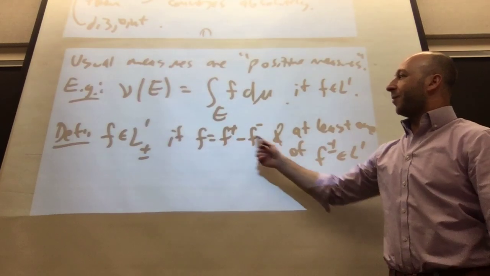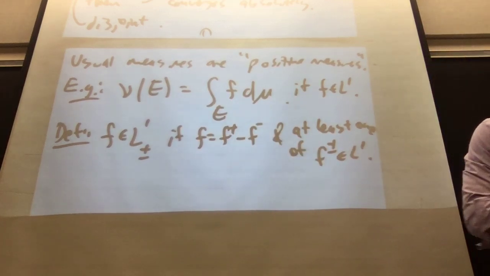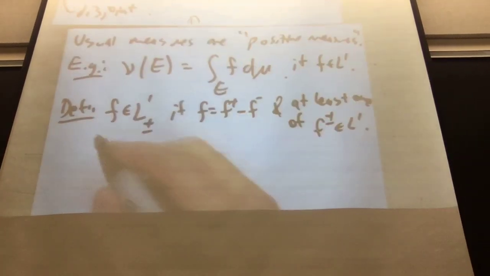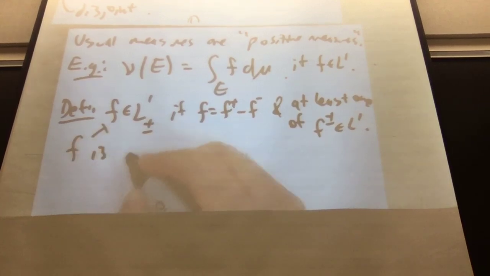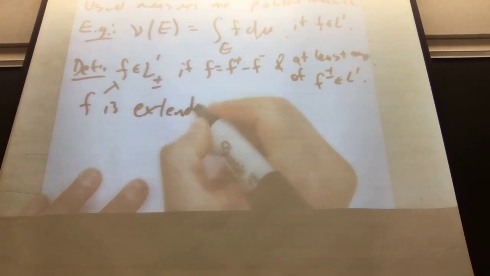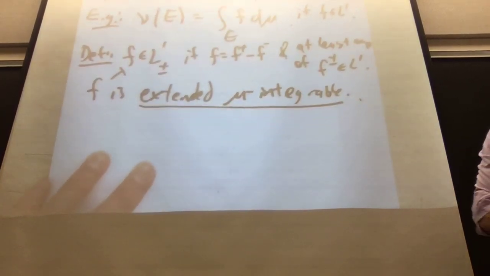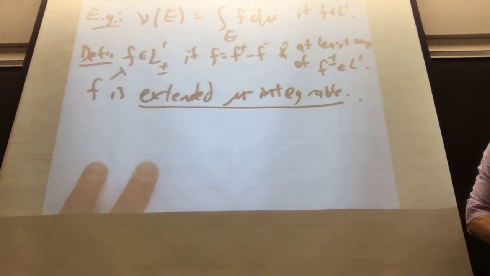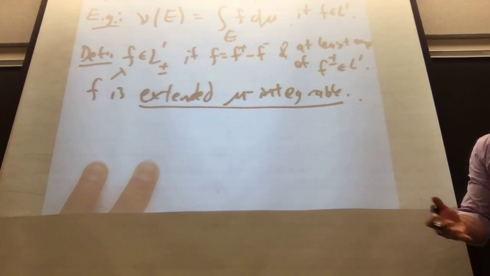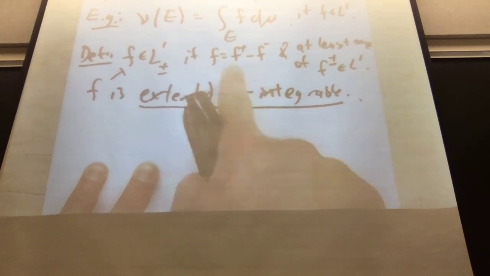So if at least one of these is in L1, then this integral can't be plus infinity and minus infinity. So that's extended L1. This is called f is, let's say, extended mu measurable, extended mu integrable. So it's not that it's integrable, but once neither is integrable, you're really in trouble because you don't know how to subtract infinity minus infinity. Only one of these is allowed to be infinity.